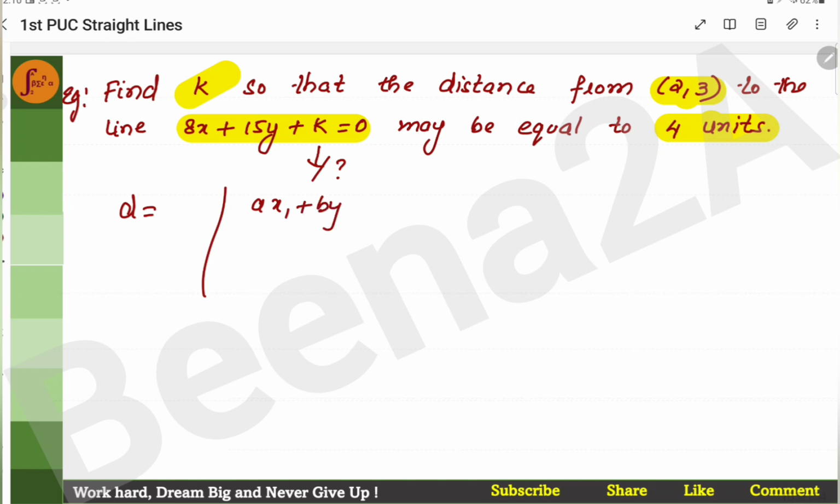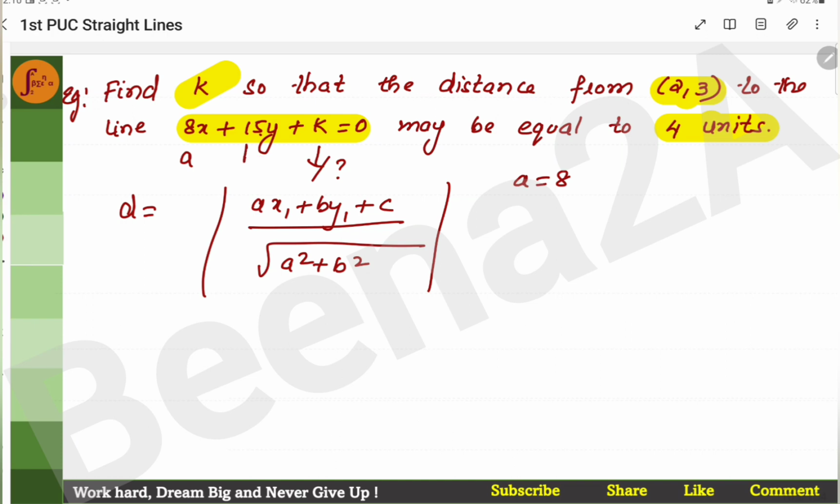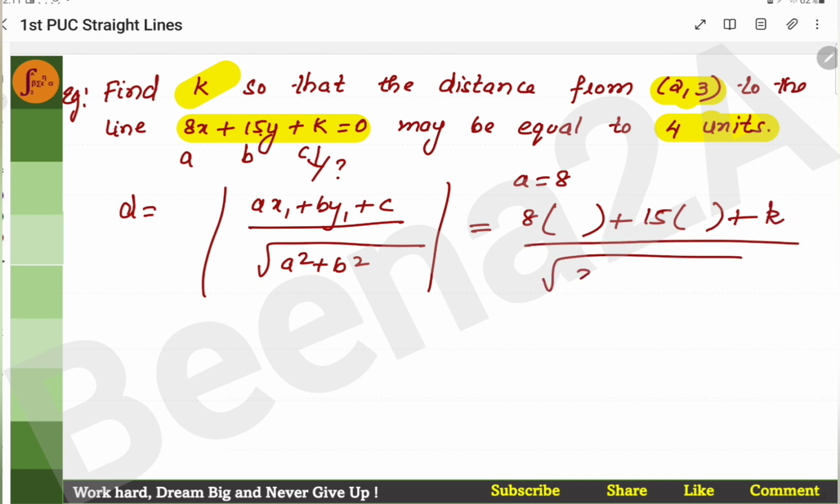|ax1 + by1 + c| divided by the root of a square plus b square. What is a? a is 8, b is 15, and this is c. So we'll substitute 8 into x1 plus 15 into y1 plus c. Instead of c we have k, and the root of 8 square plus 15 square. Now what is the point that we have to put? 2, 3. So 2 and 3. And the distance is given as 4.